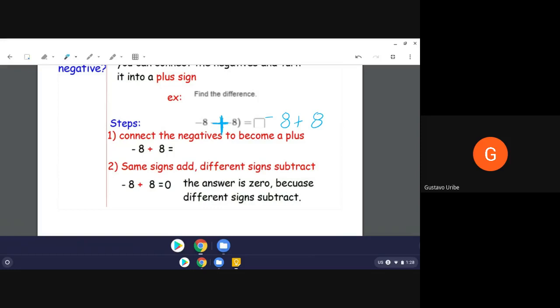This is a negative. This one right here is a positive. They are different, so we subtract them. 8 minus 8 gives me a 0. The answer is 0 because the signs are different, so we subtracted. Remember from last lesson, 0 is not positive nor negative.